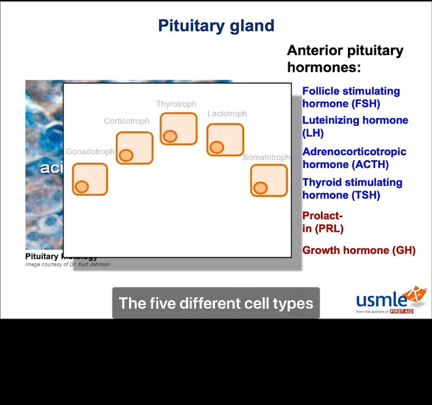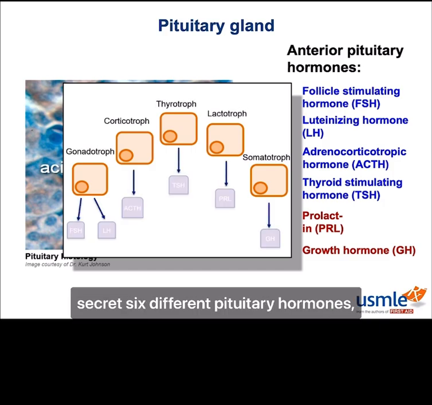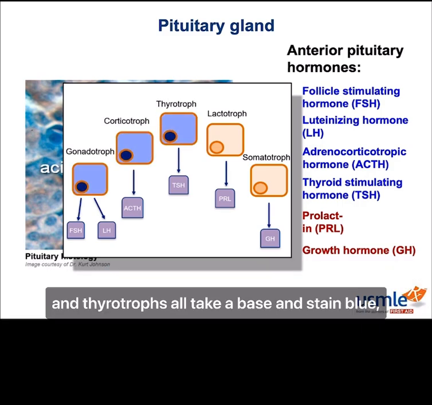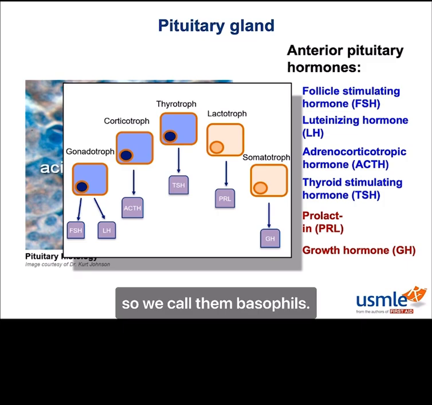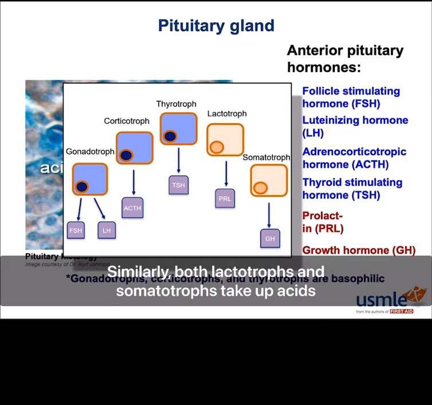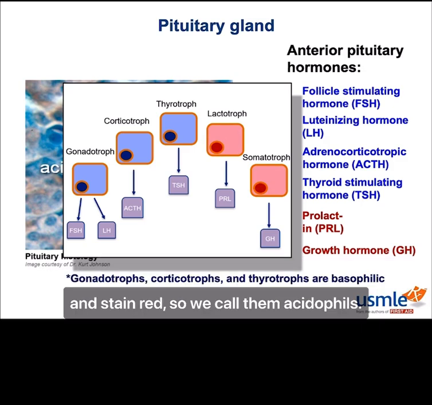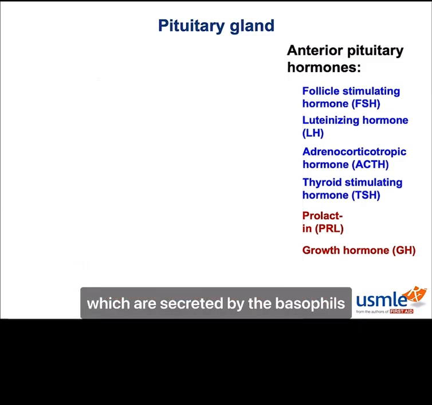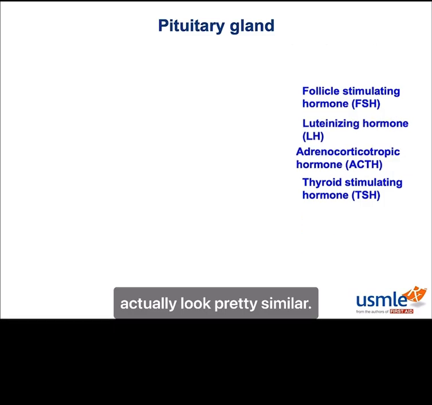The 5 different cell types secrete 6 different pituitary hormones, and it just so happens that the corticotrophs, gonadotrophs, and thyrotrophs all take up base and stain blue, so we call them basophils. Similarly, both lactotrophs and somatotrophs take up acids and stain red, so we call them acidophils. You got me?